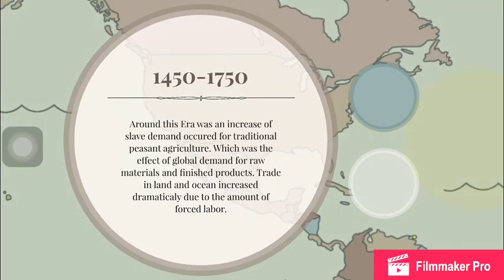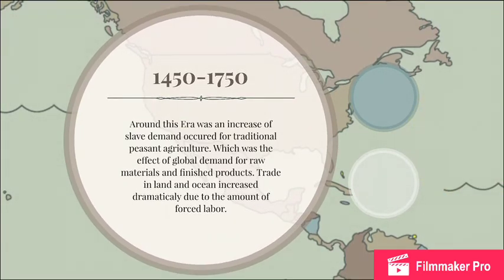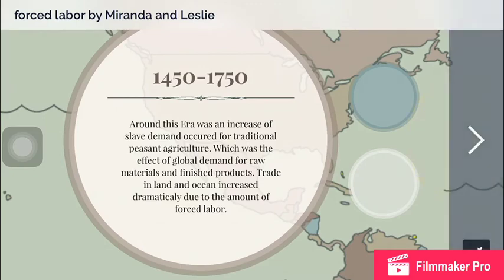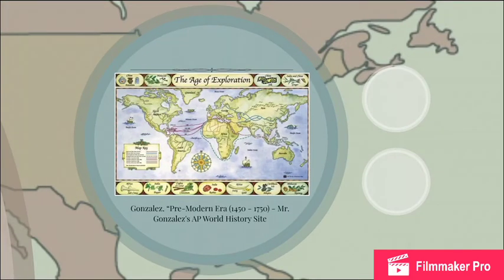Around this era, an increase in demand for slaves occurred for traditional peasant agriculture, which was the effect of global demand for raw materials and finished products. Trade on land and ocean increased dramatically due to the amount of forced labor. This is a map from the 1450s to 1750.